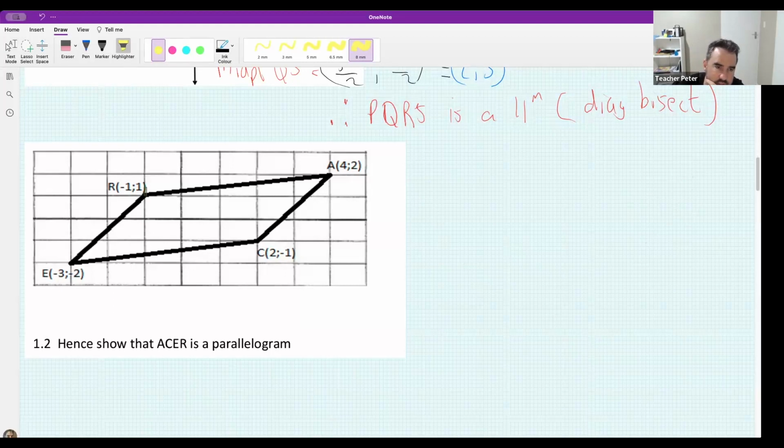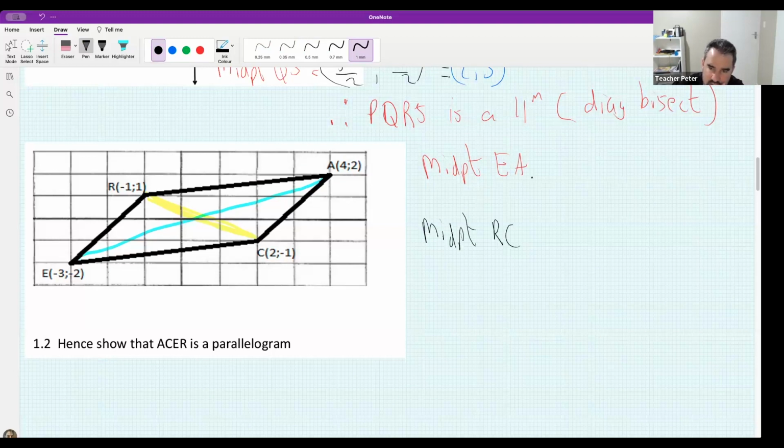What are the diagonals here? I think the one diagonal is going to be like this, and the other diagonal is going to be like that. So you need to find me the midpoint of EA, and you also need to find me the midpoint of RC. And I'm hoping that these will be common or the same, because then it shows it is a parallelogram. So just in the chat, when you're done doing this, just say done, and then I'll check it with you. And then it's time for a break.